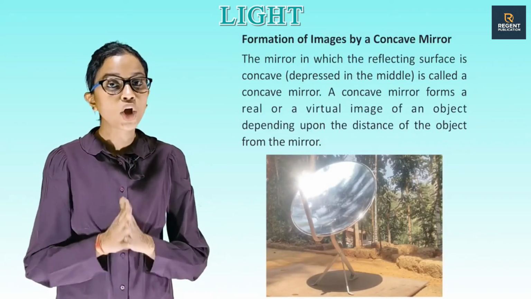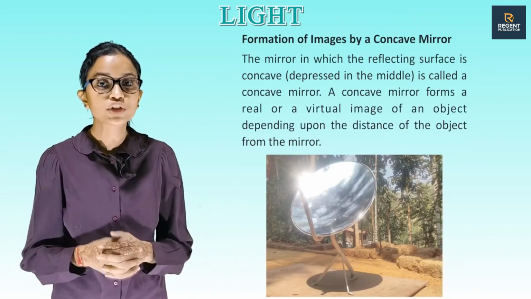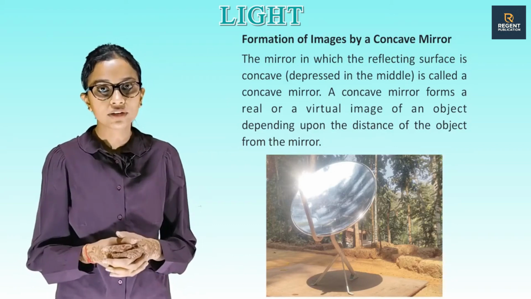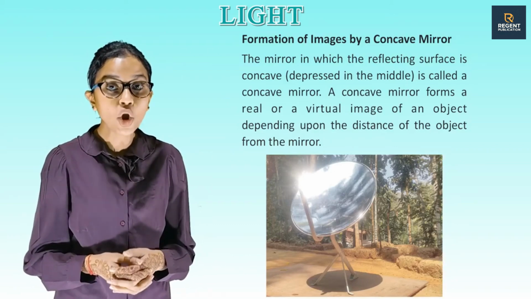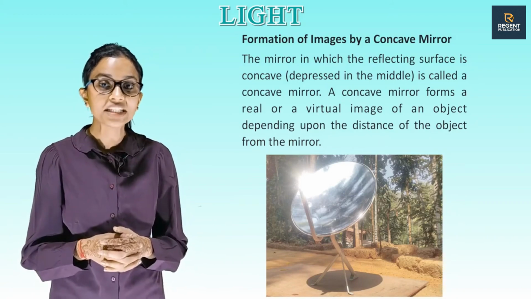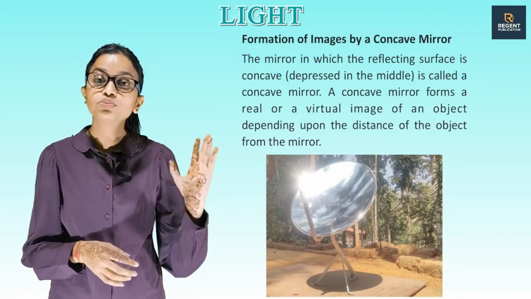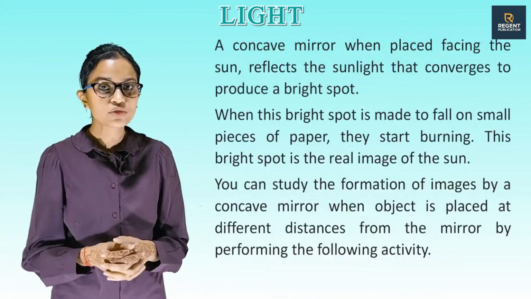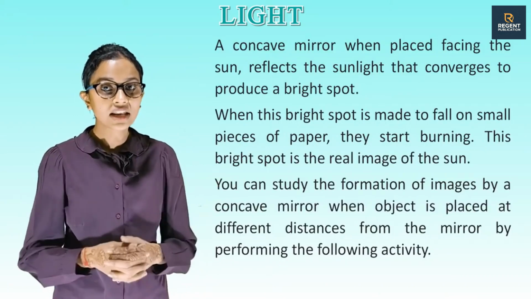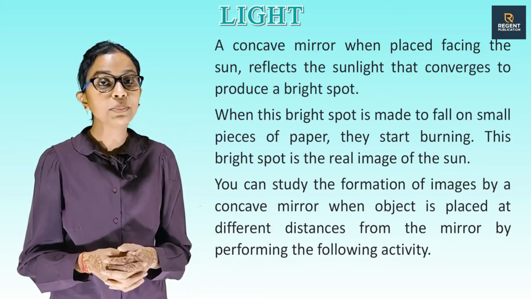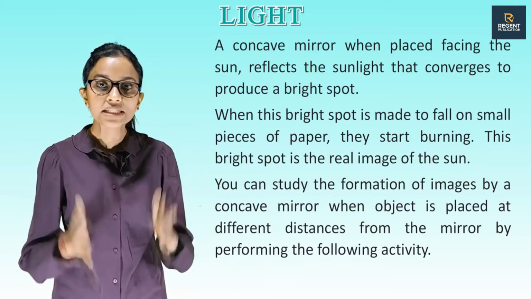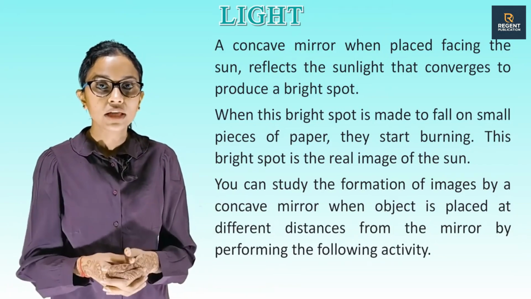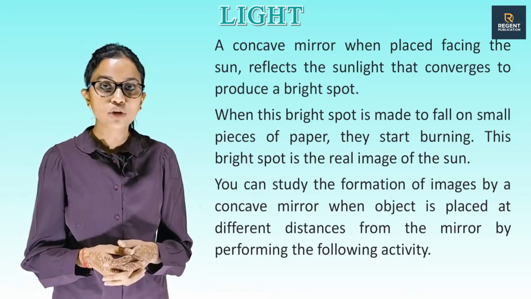Formation of images by a concave mirror. The mirror in which the reflecting surface is concave, depressed in the middle, is called a concave mirror. A concave mirror forms a real or a virtual image of an object depending upon the distance of the object from the mirror. A concave mirror, when placed facing the sun, reflects the sunlight that converges to produce a bright spot. When this bright spot is made to fall on small pieces of paper, they start burning. This bright spot is the real image of the sun.